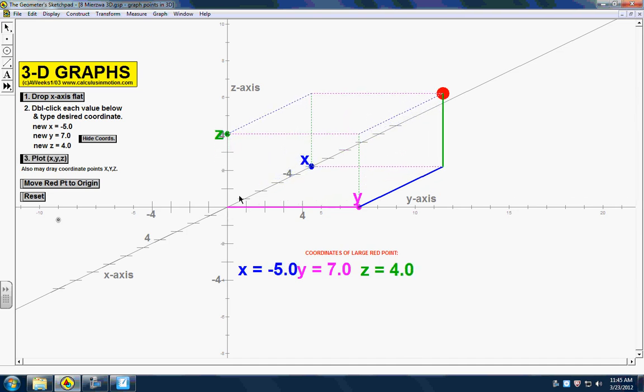So -5 x took us back to here. Okay, we can even do it out of order if you want. The 4 z is going to take us straight up here, and 7 y is going to take us over to here. You can create your 3-dimensional box with all the lines. Okay?